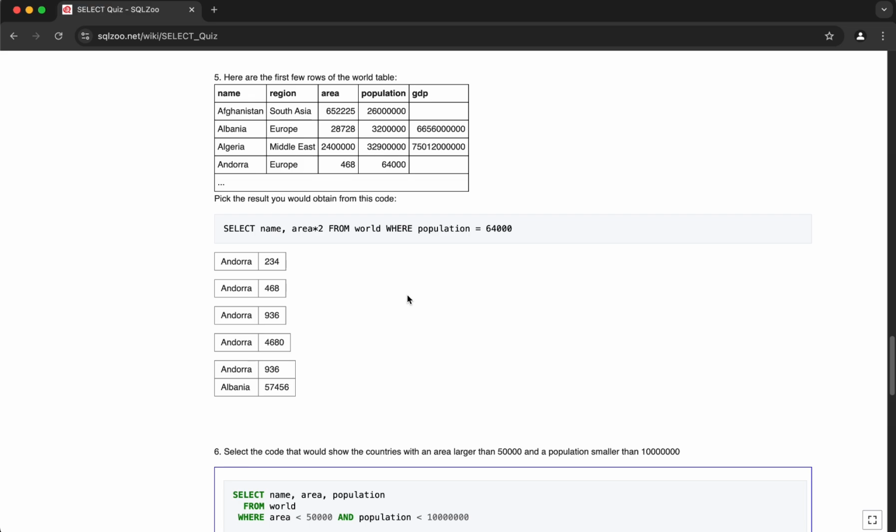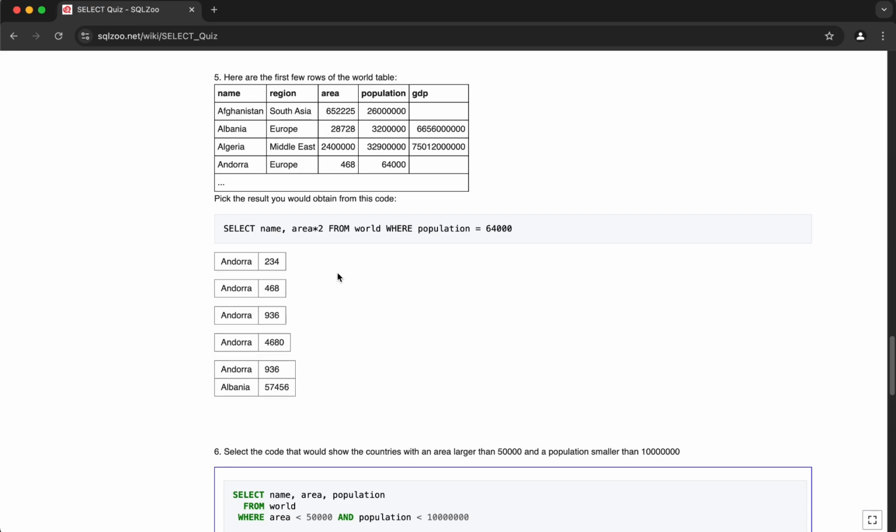Let's come down to the 5th question, and it tells us here are a few rows. Here are the first few rows from the world table. Pick the result you would obtain from this code. Select name, okay, comma, area times 2. So we know that we're going to request the name of the country and its area, but not only the value of its area from the table, but the value of its area multiplied by 2. From world, where the population also equals 64,000, specifically 64,000.